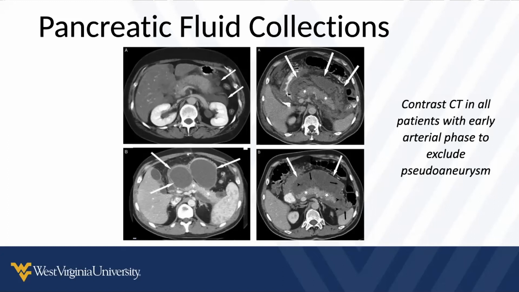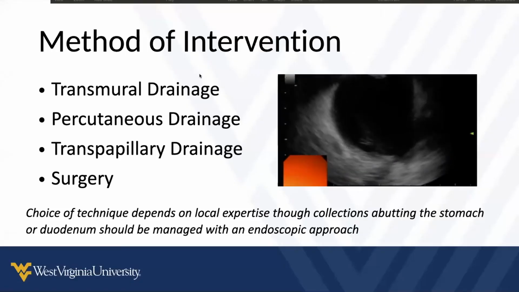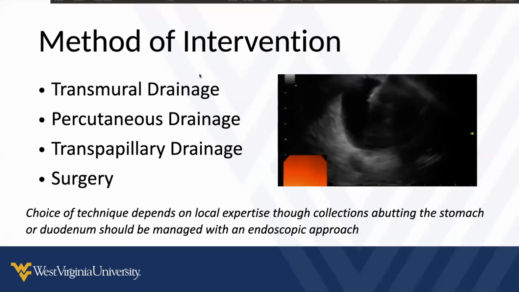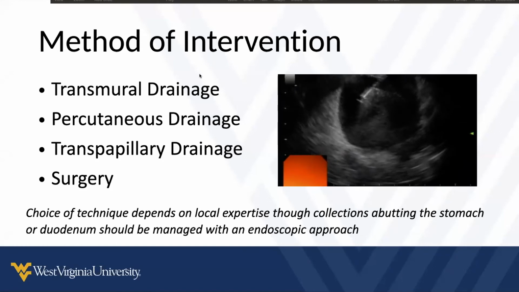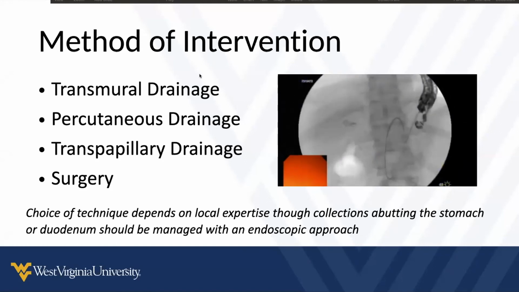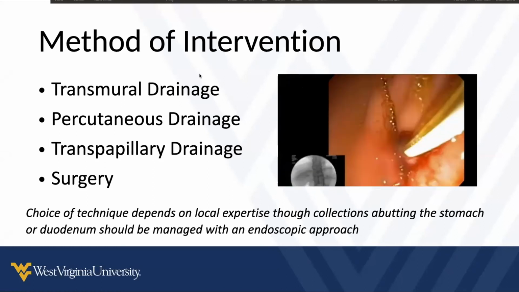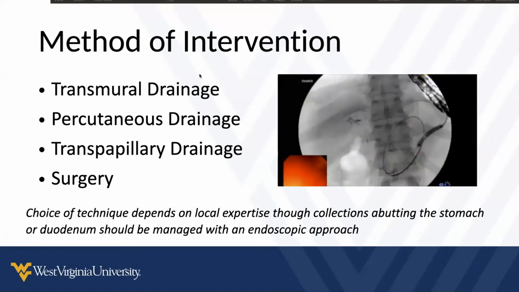Amongst them is the transmural drainage, and you'll see an example of that here in this video, with percutaneous drainage, transpapillary drainage, and surgery. And here you can see in the video how we obtain access using an EUS-guided transmural drainage approach, where we can identify that pseudocyst, place a needle within it, and then coil a wire, and then perform our interventions to drain that pseudocyst simply by dilating a tract and then ultimately placing double pigtail stents across to allow it to drain.